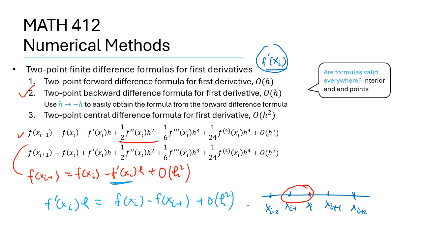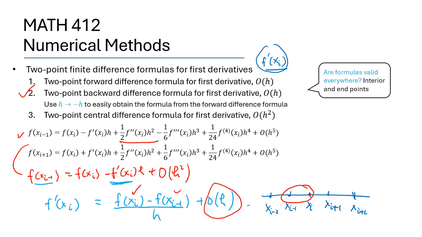We move this to the left-hand side and this to the right-hand side, and divide each side by h. Yes, we get a formula. That's the 2-point backward finite difference formula for the first derivative. Again, the truncation error here is also given as big O of h.